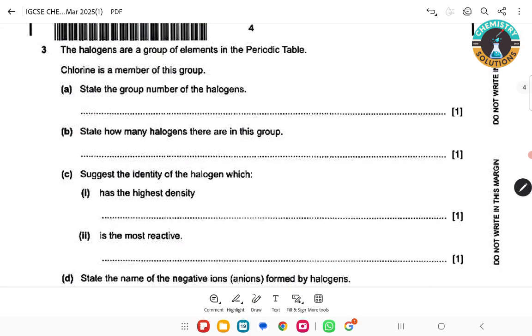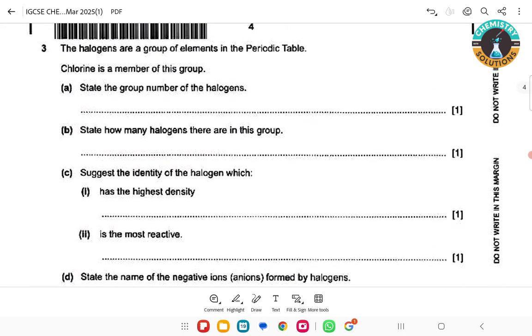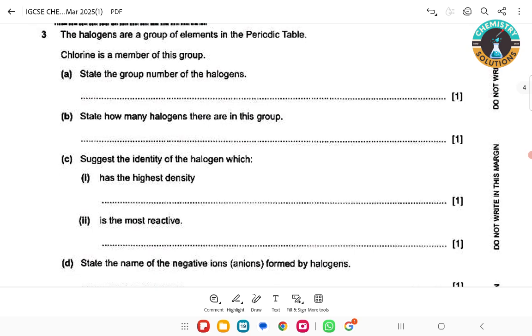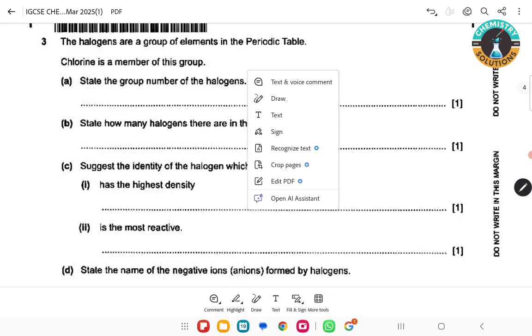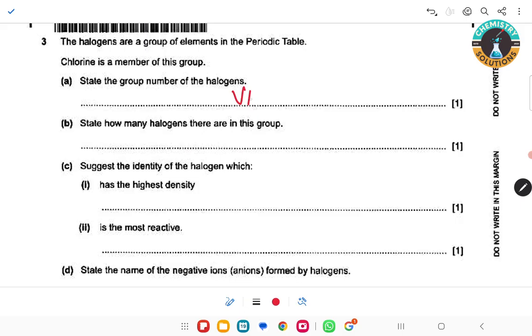Now we have to move on to our third question. The halogens are a group of elements in the periodic table. Chlorine is a member of this group. State the group number of the halogens. The group number is the 7th group for the halogens. You can write it like this, 7th group. In IGCSE, in your periodic table, it's 7th group, otherwise it can be 17.